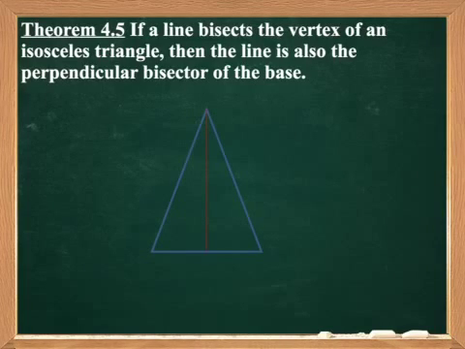Theorem 4.5 says, if a line bisects the vertex, so we know that this is the vertex, of an isosceles triangle, so two sides are congruent, then the line is also a perpendicular bisector of the base. So basically, if this bisects the vertex angle into two congruent pieces, it also, every single time, is going to be the perpendicular and it's going to bisect the base. Every single time. So if it's an isosceles triangle and it bisects the vertex, that also means that it's the perpendicular bisector of the base.